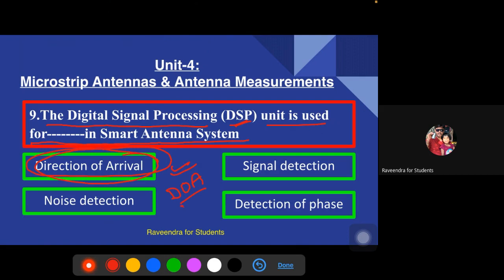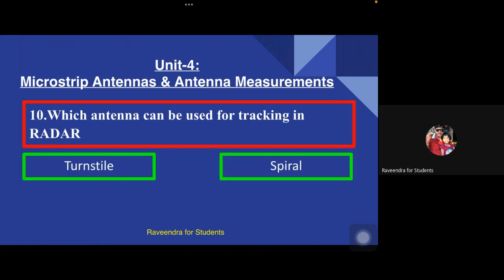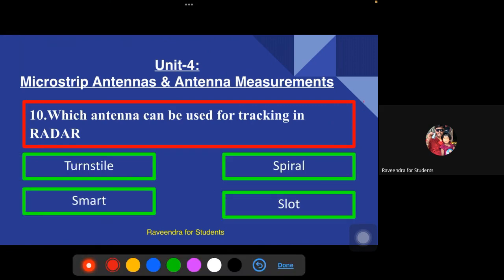And the last one, which antenna can be used for tracking in radar? Yes, for tracking in radar, the best suited antenna is smart antenna, because we have to change the beam direction depending upon the target in radars. So therefore, smart antenna is used for tracking in radars.